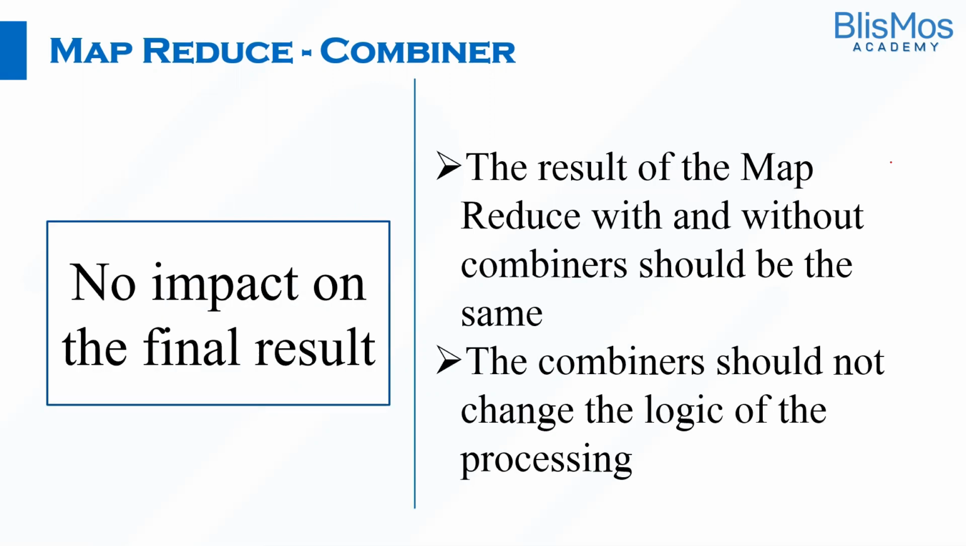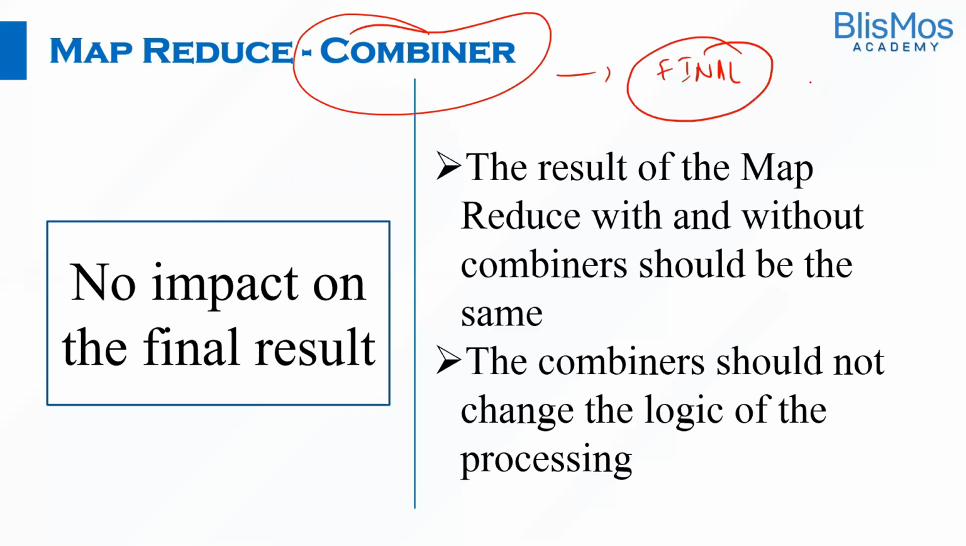We got to ensure that whenever we use a combiner, the final result, what we want as a part of our data analysis, shouldn't be changed. Whether we use a combiner or not, we want to ensure that the final output isn't impacted. The result of the map produced with and without combiner should be the same. Combiner should not change the logic of the processing. That is the requirement.